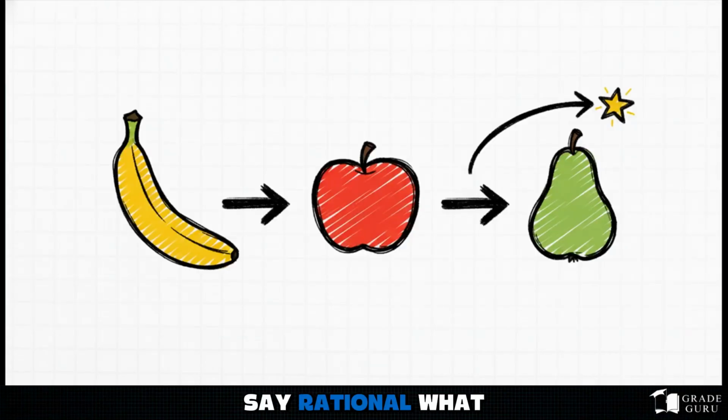So when we say rational, what do we actually mean? Well, a key piece of the puzzle is something called transitivity. It sounds complicated, but it's simple. Your preferences have to be consistent. If you prefer A over B and B over C, then you have to prefer A over C. It makes sense, right? Without that logic, we couldn't predict anything.